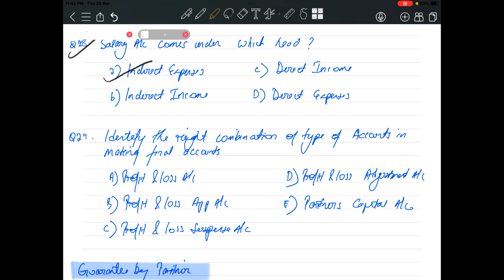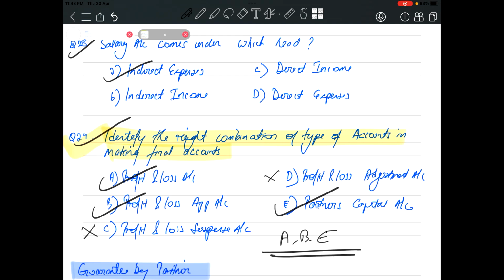Now what is the question saying? Identify the right combination of types of account in making final account. I guess we have solved this question, no? Anyhow, let's solve it again. We will prepare profit and loss account. Yes. We will prepare profit and loss appropriation account. Yes. Will we prepare P&L suspense account? No. Will we prepare P&L adjustment account? No. Will we prepare partners capital account? Yes. So the right answer will be A, B and E. I hope this is clear to you.